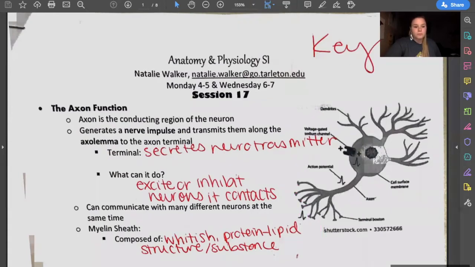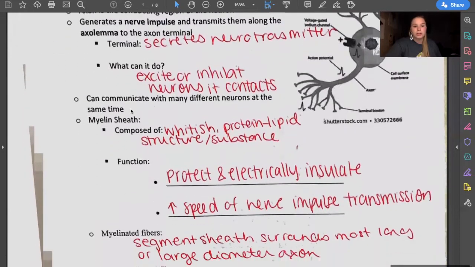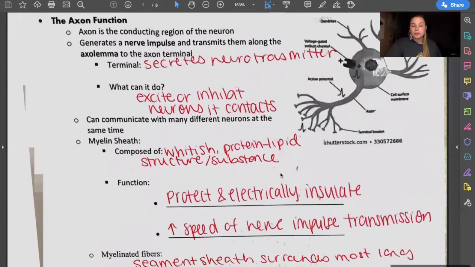Okay. So a myelin sheath, right? They're composed of a myelin sheath, which is a white protein lipid structure, okay?